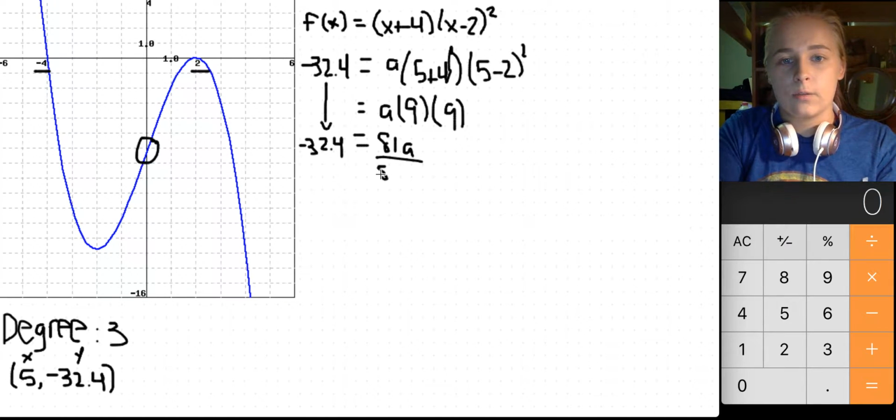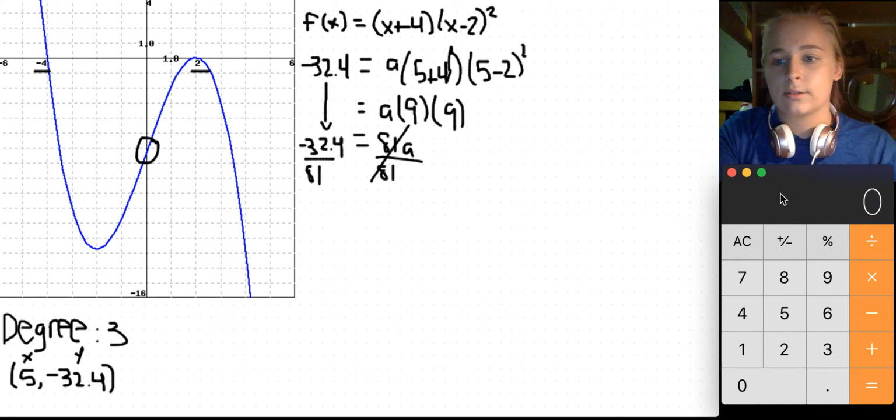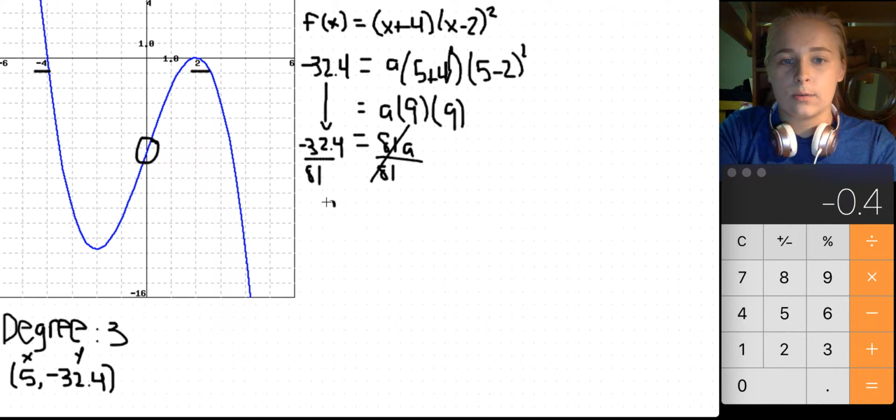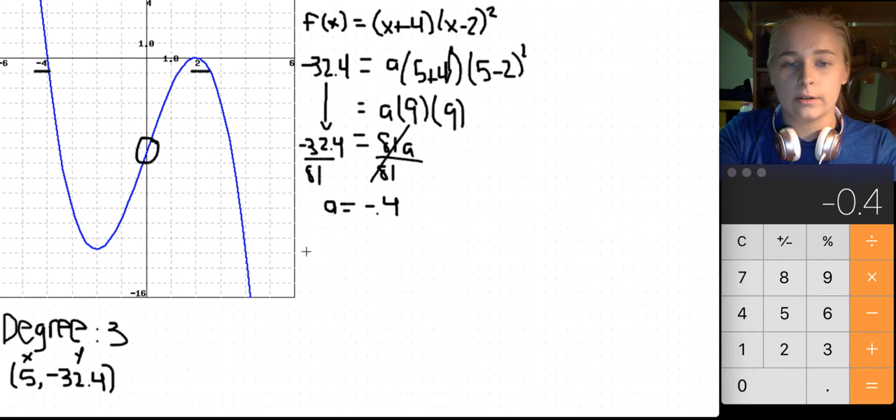So then you divide this 81 out. And this is why I have the calculator here, so I can take negative 32.4 divided by 81, which equals. So then we know that a is going to equal negative 0.4.